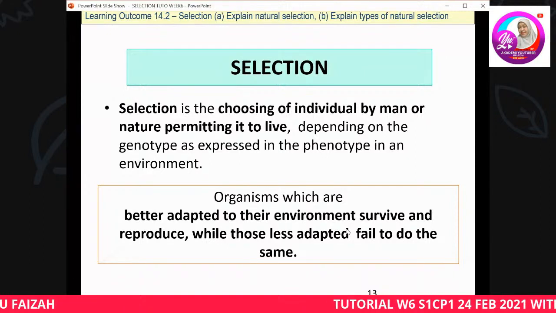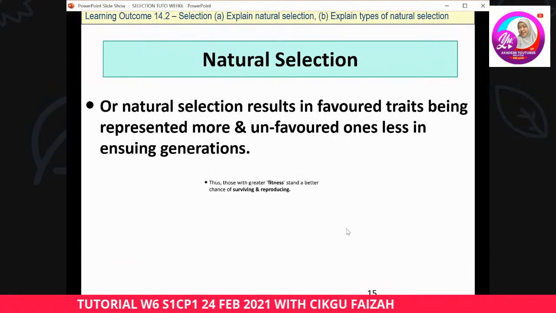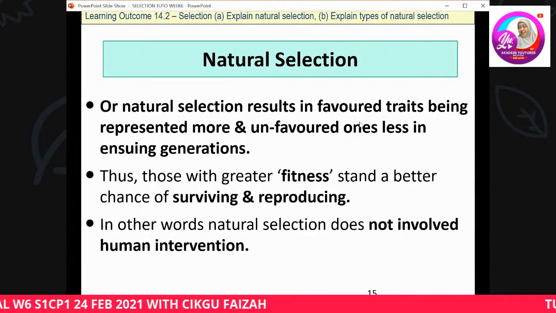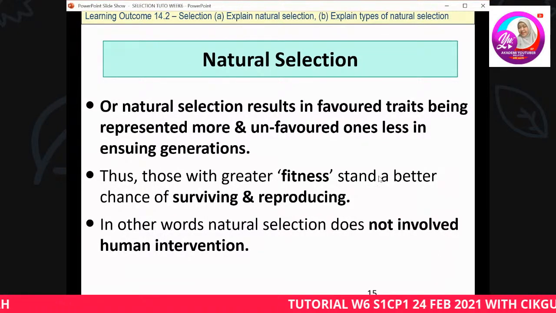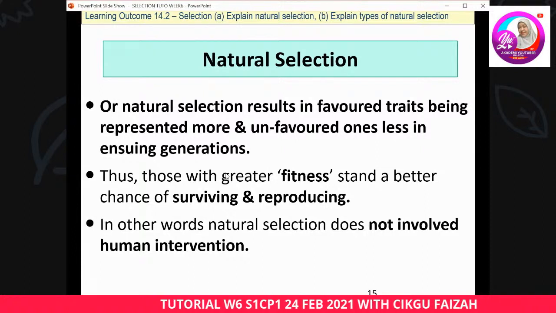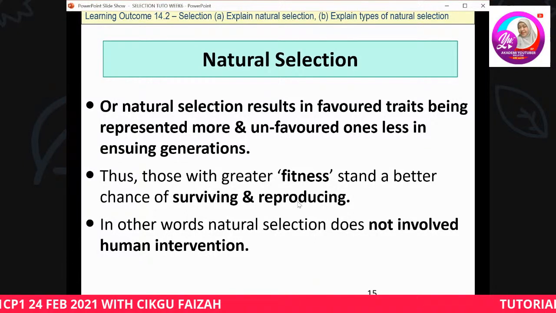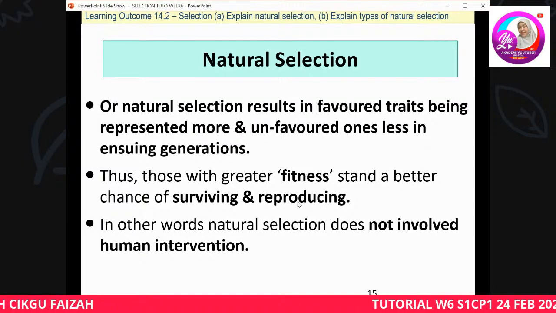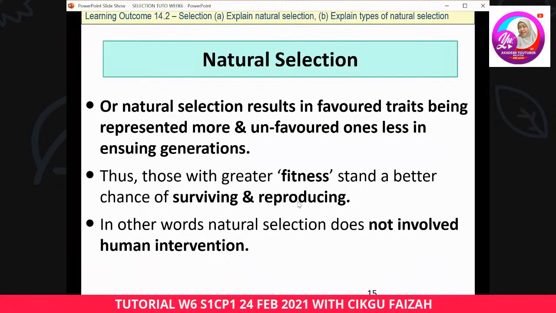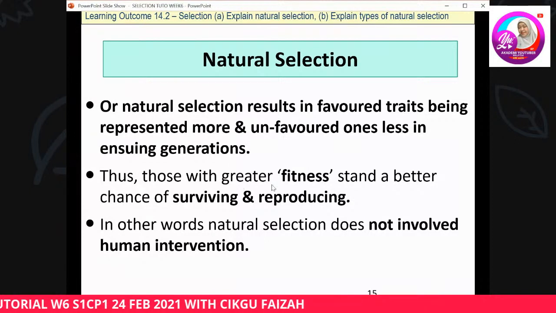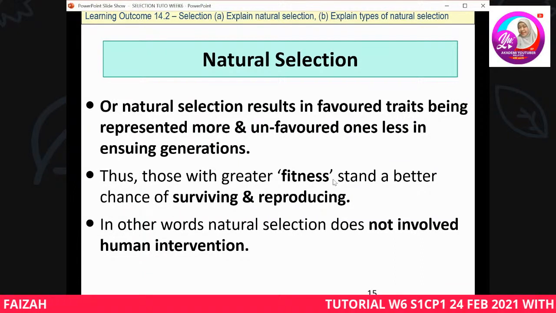Okay, so in this selection, they apply the very important concept that what we call as, apa, class? The greater fitness. So please highlight in our notes, those who have greater fitness stand a better chance of surviving and reproducing. Please, kelas, ni bullet yang kedua dalam slide cikgu ini. Kamu boleh jumpa dalam nota kita on page 77. Please highlight this point. When we mention natural selection, we are referring to the greater fitness. Greater fitness stand a better chance of surviving and reproducing.